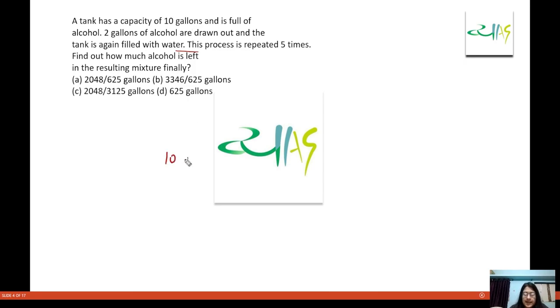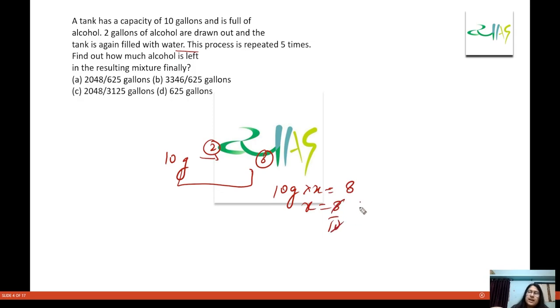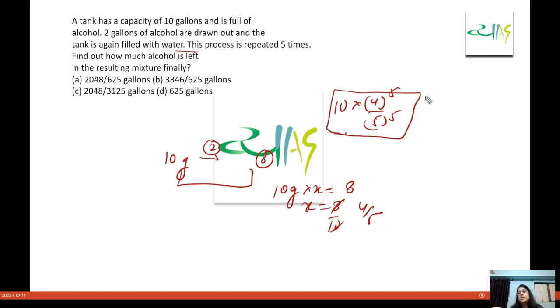See, we have 10 gallons, we withdrew 2 gallons, we are left with 8 gallons. How much of this is left? 10 into x is equal to 8, so x is 8 by 10, and we have to do the same procedure 5 times. So multiply 10 into 4 to the power 5 divided by 5 to the power 5, and this will be your answer. I hope everybody is clear with this. Okay, let's move forward now.